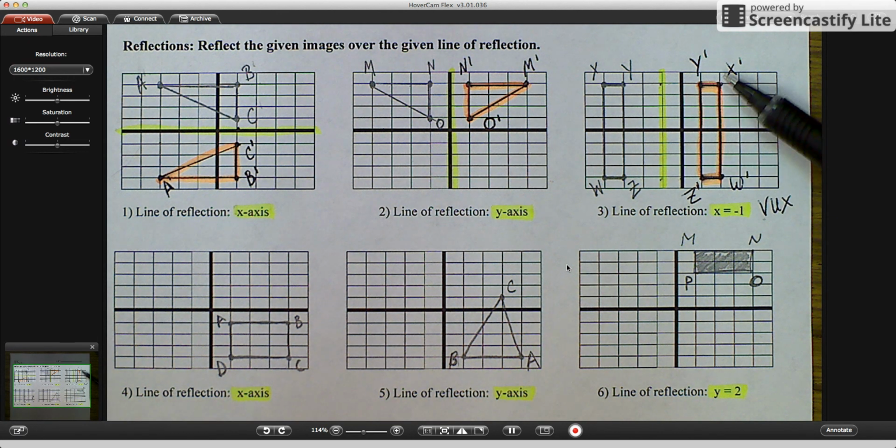Okay? Pre-images just have your letters. Images have your primes with your letters. Your homework is to do numbers 4 and 5 and 6. Bring them into class tomorrow.